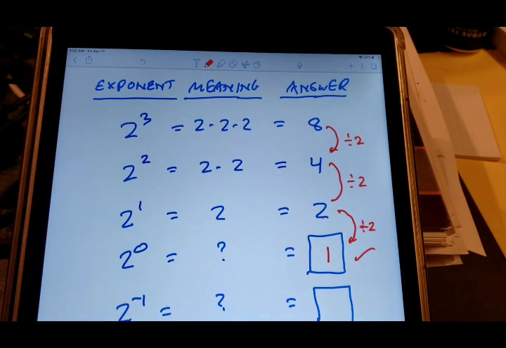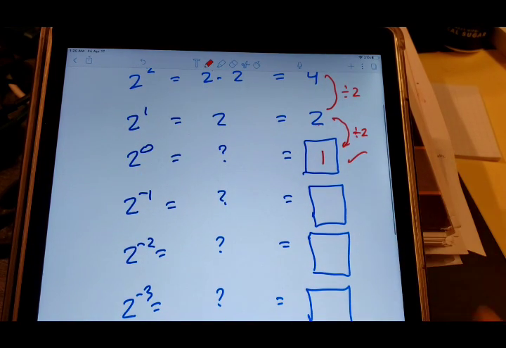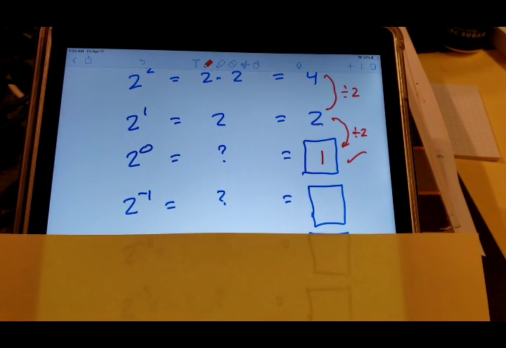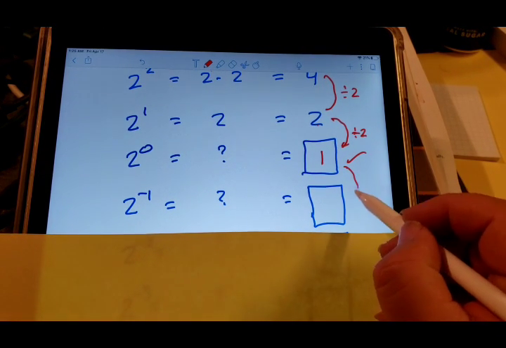All right. Well, to keep the pattern going, how about 2 to the minus 1? Well, divide by 2.